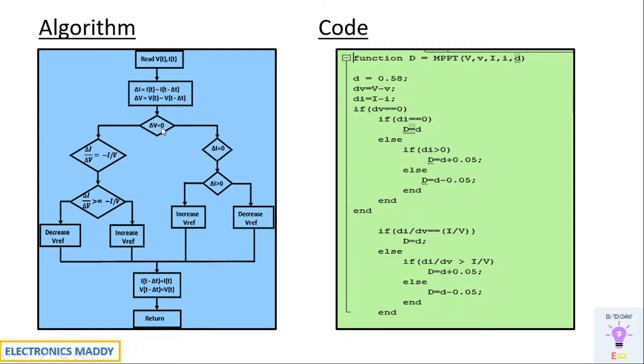Again, if this is no, it comes back to this loop where delta I is equal to 0. It will compare if delta I is greater than 0. If yes, it increases the V reference. If no, otherwise it will decrease the V reference. Consequently, it will get the values and return the values that are obtained.